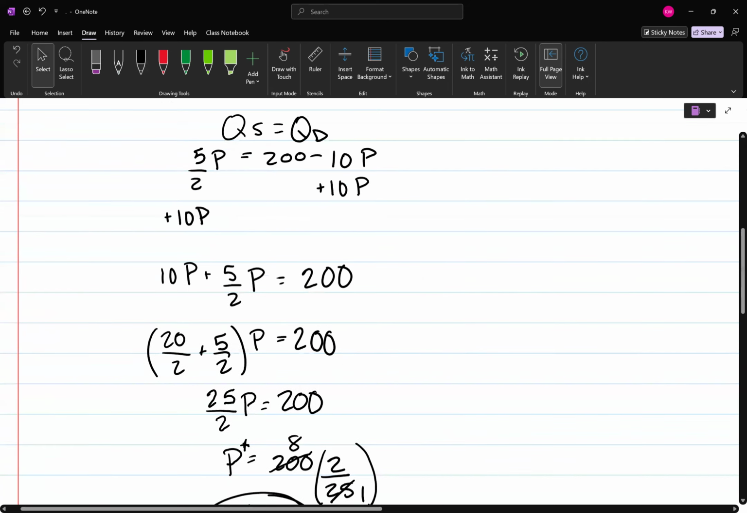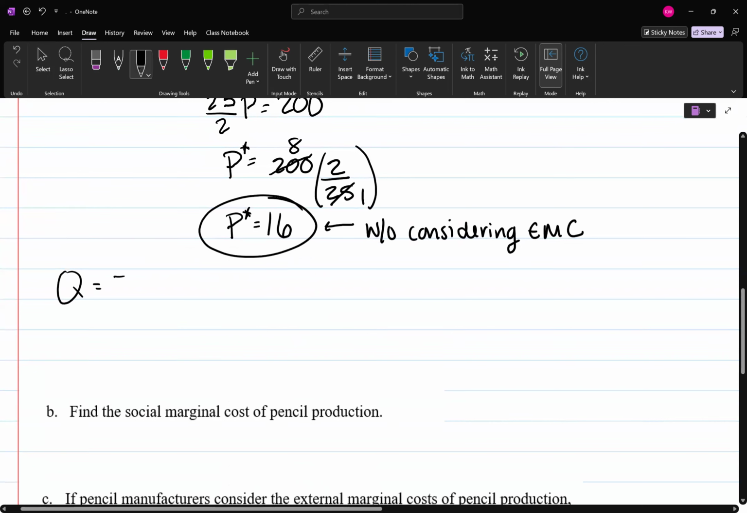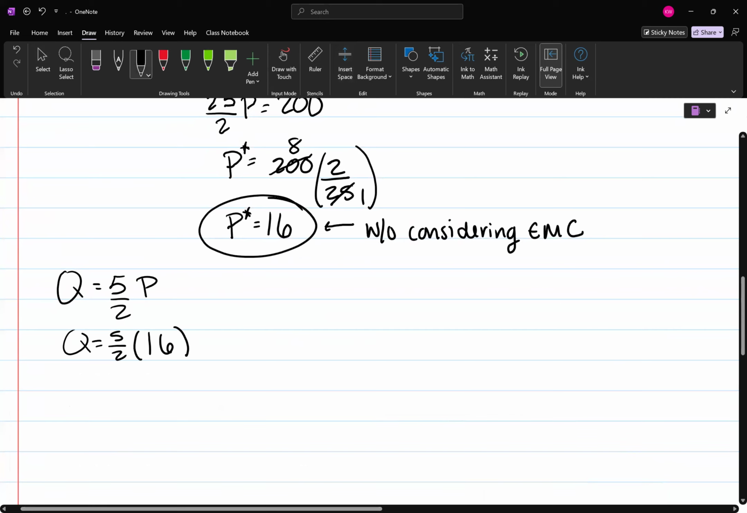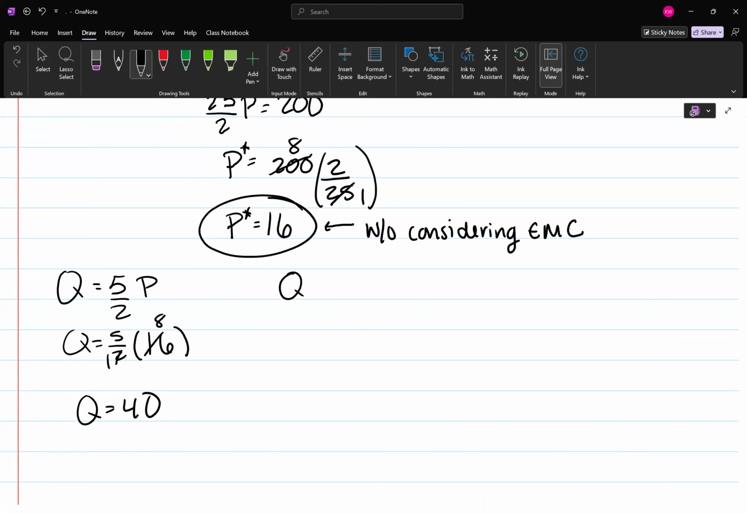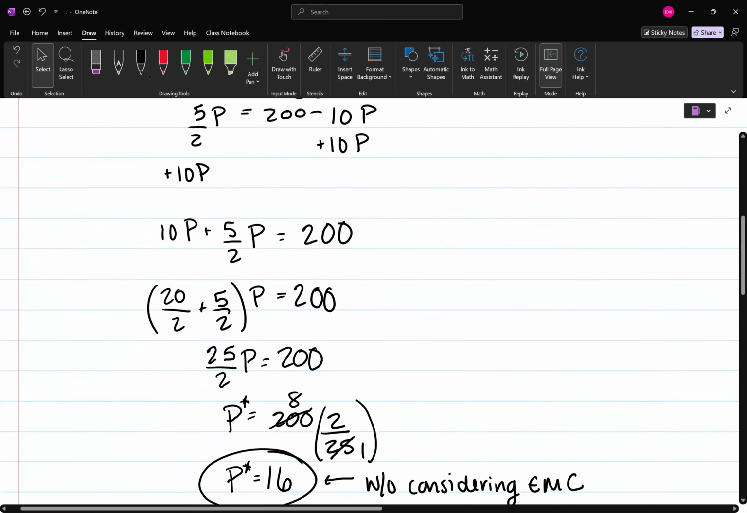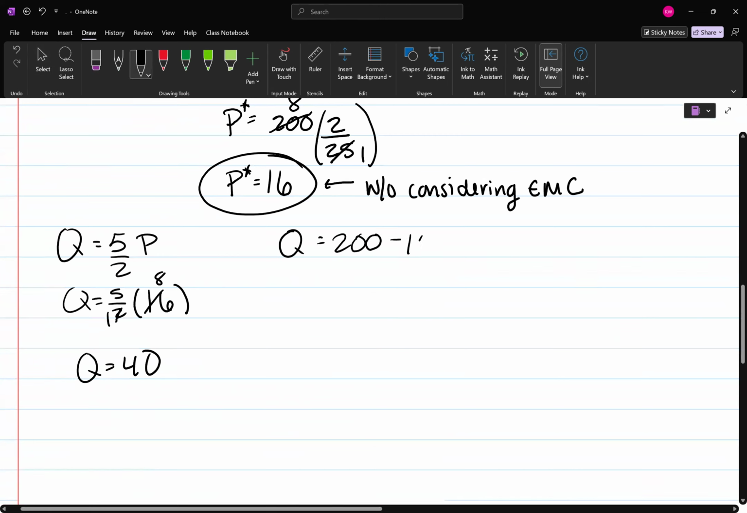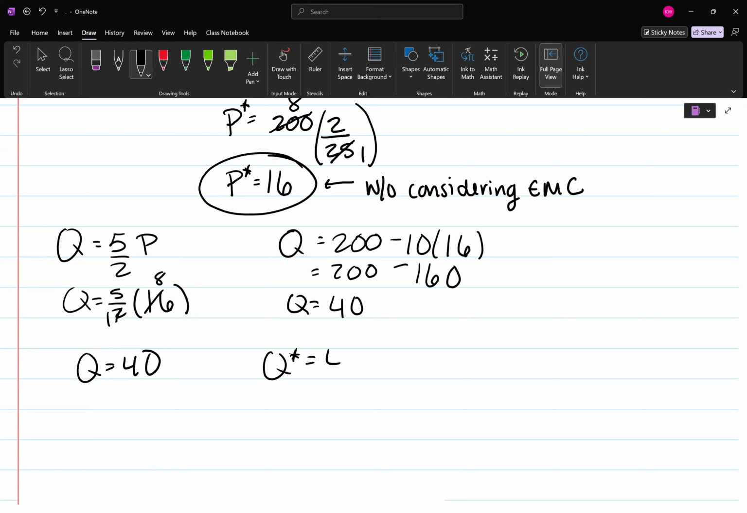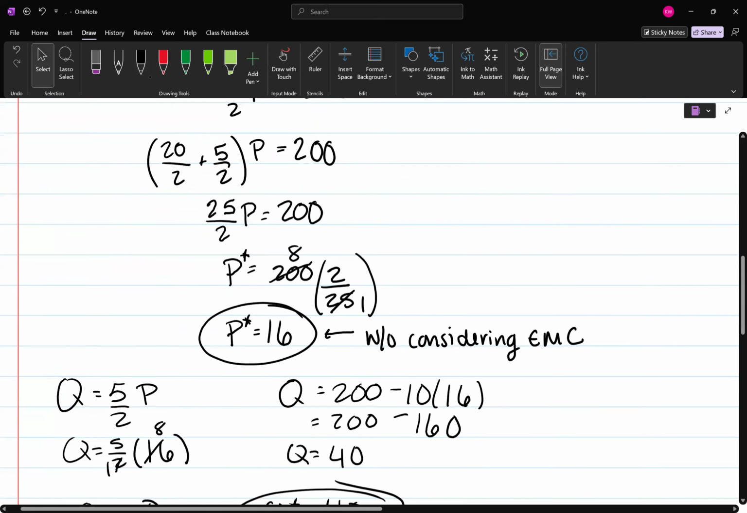Quantity now, we're going to get by substituting for the price in our supply and demand equations. So supply is given by 5/2 times the price, so 5/2 times 16. 2 is going to go into itself once and into 16 8 times. So quantity supplied will be 40. Quantity demanded is given by 200 minus 10 times the price, which is 16. So that gives us 200 minus 160, which also gives us 40. So that equilibrium quantity is going to be 40 boxes of pencils.